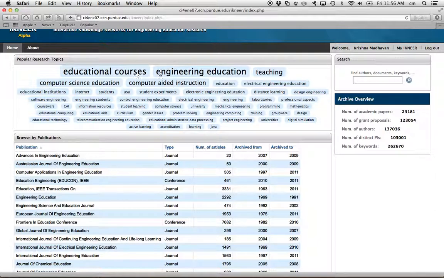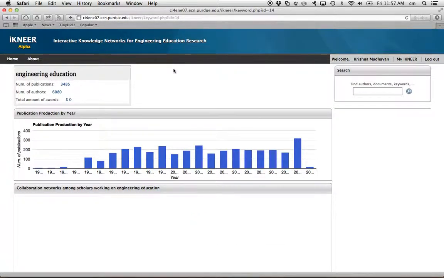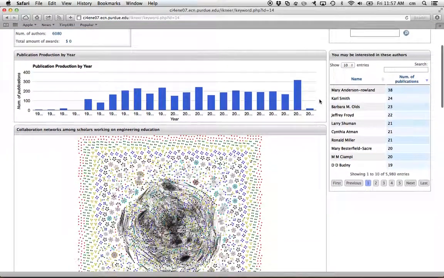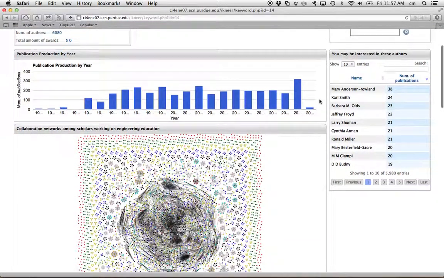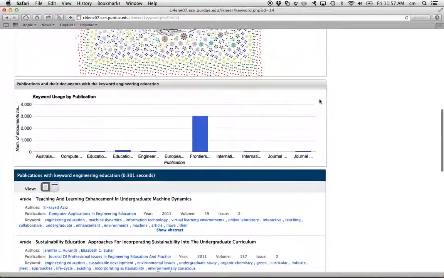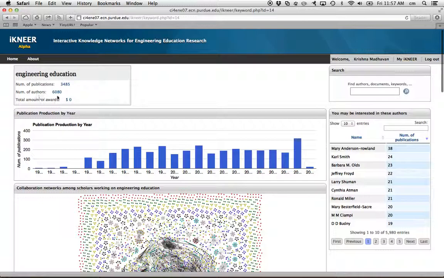Now, let me go ahead and click on one of these key phrases, which in this case was engineering education, and you get to a page where you see a full profile of everything related to engineering education that our system has. As opposed to a regular search, you see that we have already performed a bunch of analytics for you when you land on this page. There is a lot of information present here about the key phrase that you just clicked.